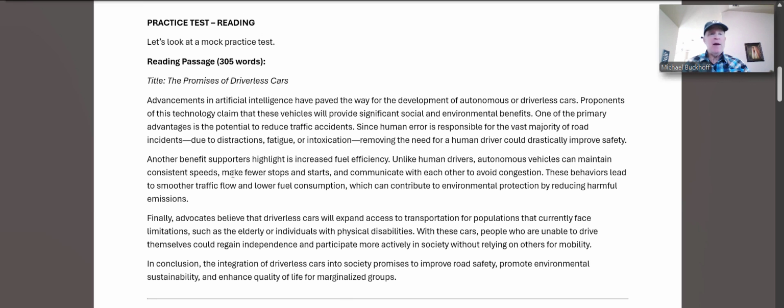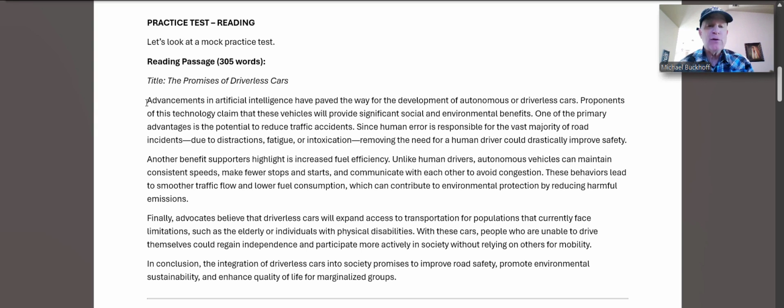Okay, let's take a look at a practice test here. This one is about 305 words and the title is The Promises of Driverless Cars. Now you can guess that a really important strategy here is note-taking. So as you look at the reading passage, you want to try to get the main point and maybe 3 important support points for that reading passage. I'll go ahead and read it.